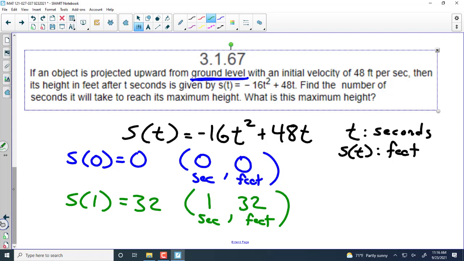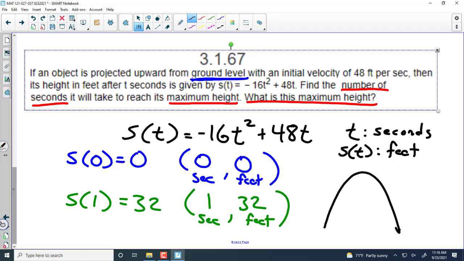So, what they are asking me, everyone, is to find the number of seconds it will take for it to reach its maximum height. And then they want to know what that maximum height is. Everyone think about this equation right here. This is a quadratic. Which way does it open? Down. If I draw a parabola that opens down, and I start throwing around the word maximum, what does that make you think of on this parabola? It's a vertex. The vertex.